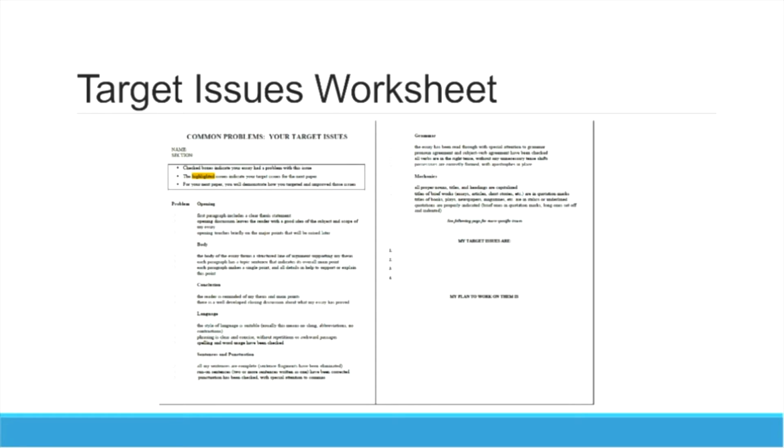So you can see here that I have a target issues worksheet. Sometimes I give this to students in class. Sometimes I give it to them one-on-one if we have a meeting. I like to do this for longer papers. And it allows them to see what their target issues are. And at the end of the worksheet, they make a plan for revision and identify their target areas, and they're responsible for turning that into me at some point for me to see what their actionable items were and how they have worked on those.